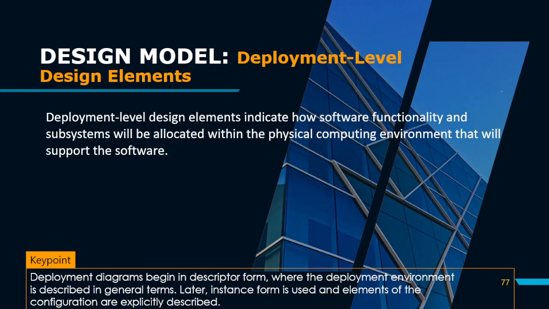Okay, next one is deployment level design elements. These elements indicate how software functionality and subsystems will be allocated within the physical computing environment that will support the software. Deployment diagrams begin with the descriptor form, where the deployment environment is described in general terms. Later, the instance form is used, and elements of the configuration are explicitly described.